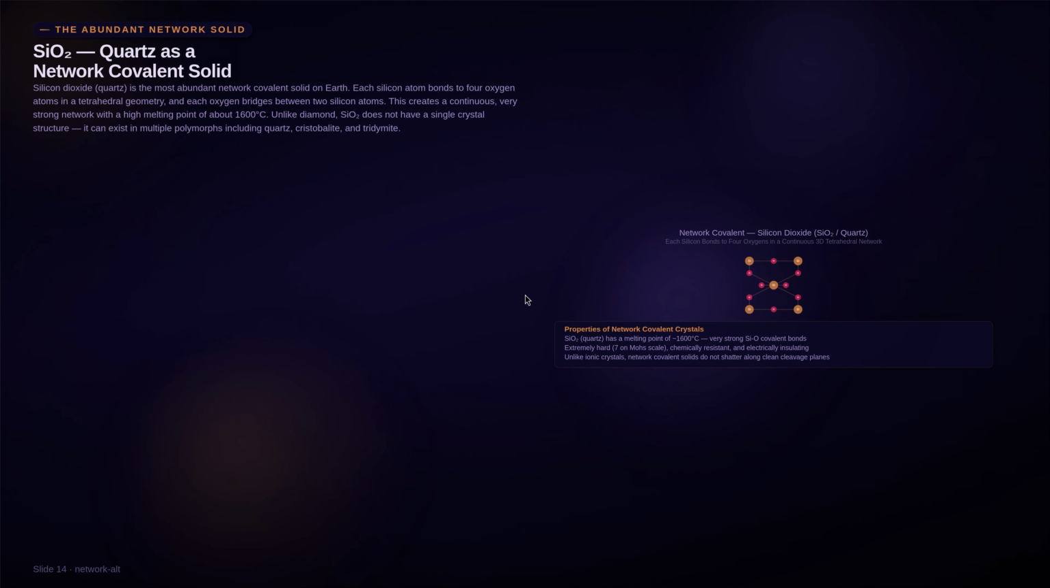Silicon dioxide, also known as quartz, is the most abundant network covalent solid on Earth. Each silicon atom bonds to 4 oxygen atoms in a tetrahedral geometry, and each oxygen bridges between 2 silicon atoms. This creates a continuous, very strong network. Quartz has a melting point of about 1,600 degrees Celsius and is extremely hard.